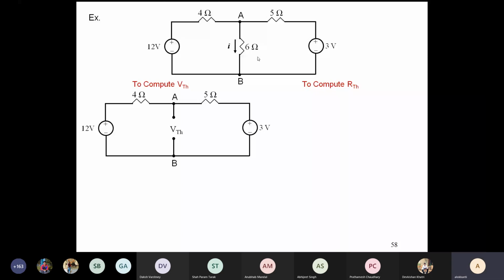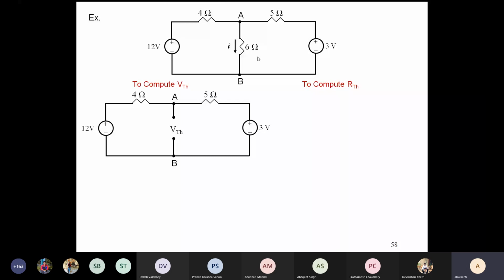So what is the value of VTH? What is the value across A and B? Sir, 8 volt. 8 volt. Okay, so here there are two sources and two resistances. You can nicely find out the current, then the voltage drop, and find out the voltage across A and B.